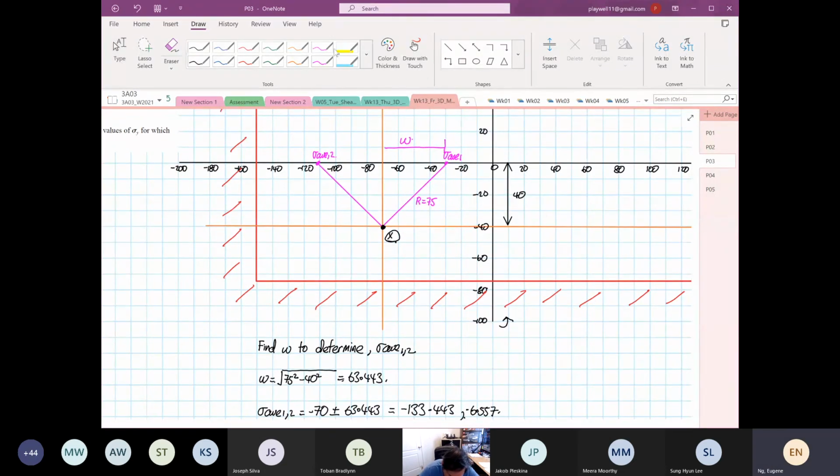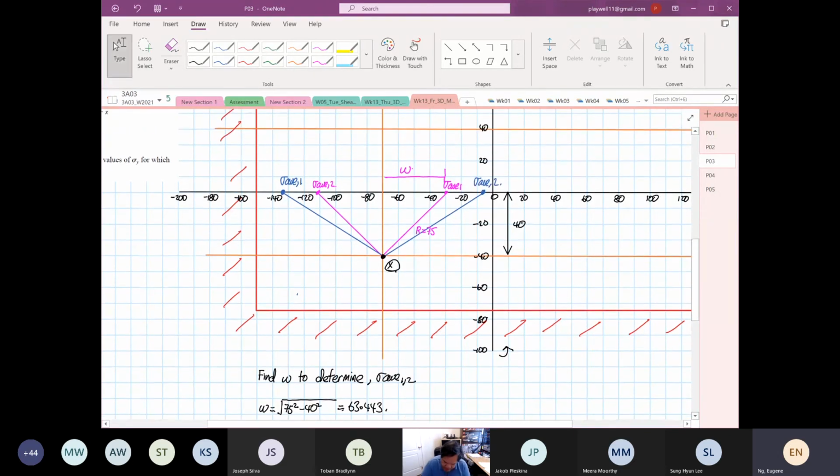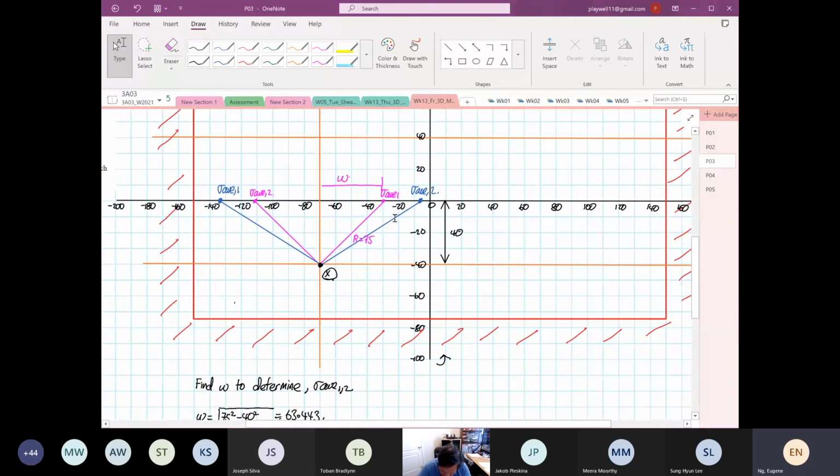Okay, so I'm going to draw our stress average. One is over here, and then the other one is over here, 6.557. So we have identified our stress average. This is my stress average 1, and this point is our stress average 2. So once we have our stress average, then we can construct our stress Y.